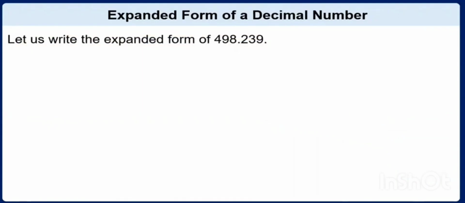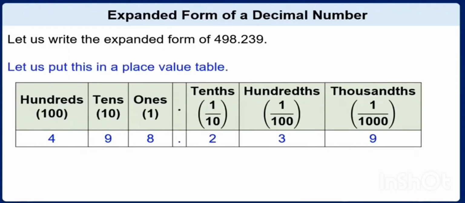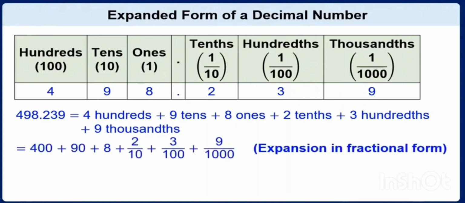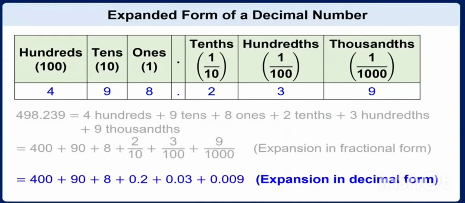We start by placing the decimal number in a place value table. On doing so, we see that 498.239 has 4 hundreds, 9 tens, 8 ones, 2 tenths, 3 hundredths and 9 thousandths. Now, we express the number as the sum of the place values of its digits. So, we get its expansion in fractional form. We can also express the expansion in decimal form, as shown here.